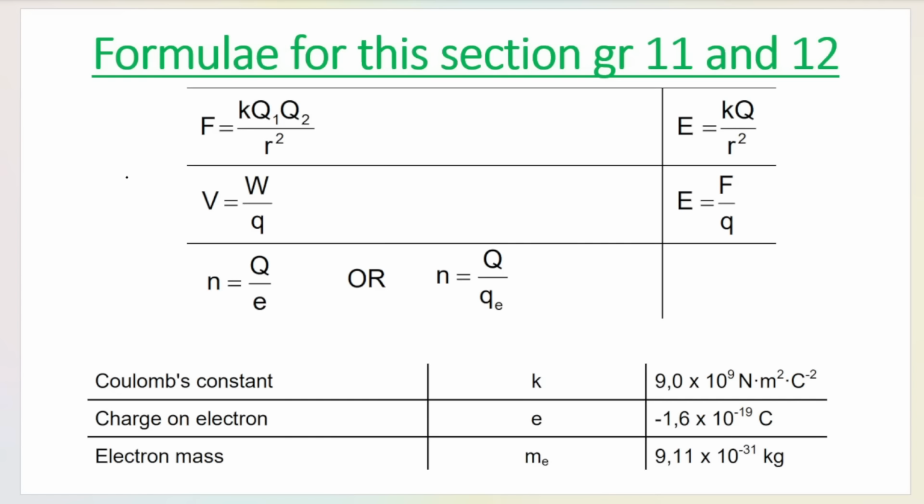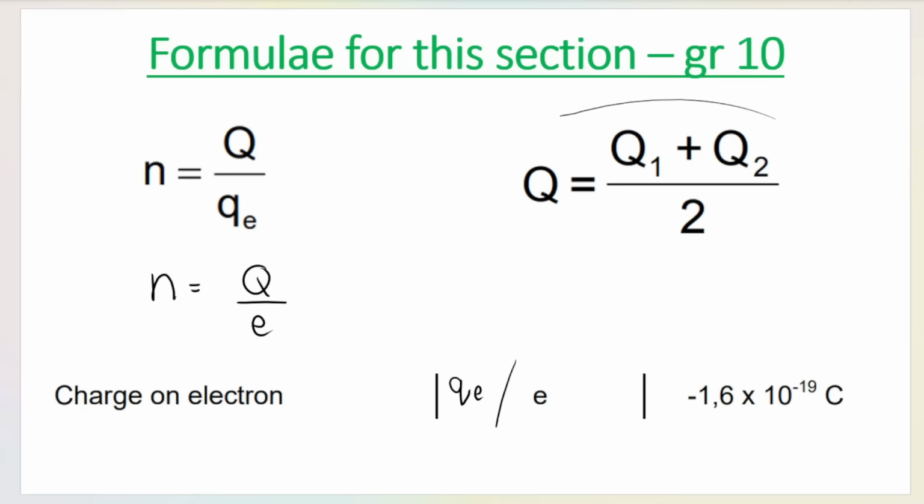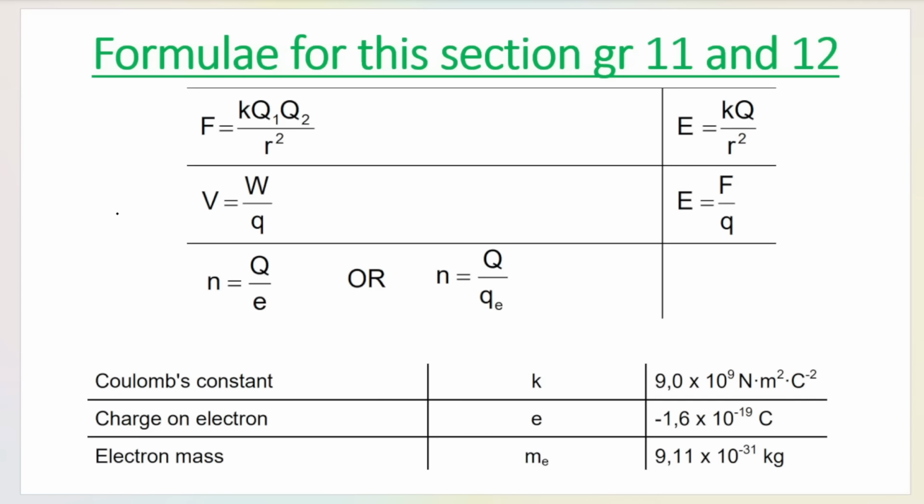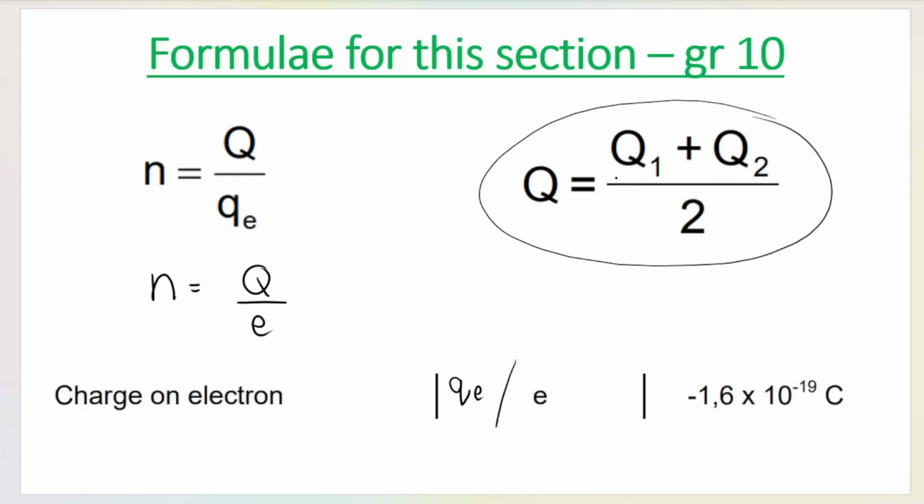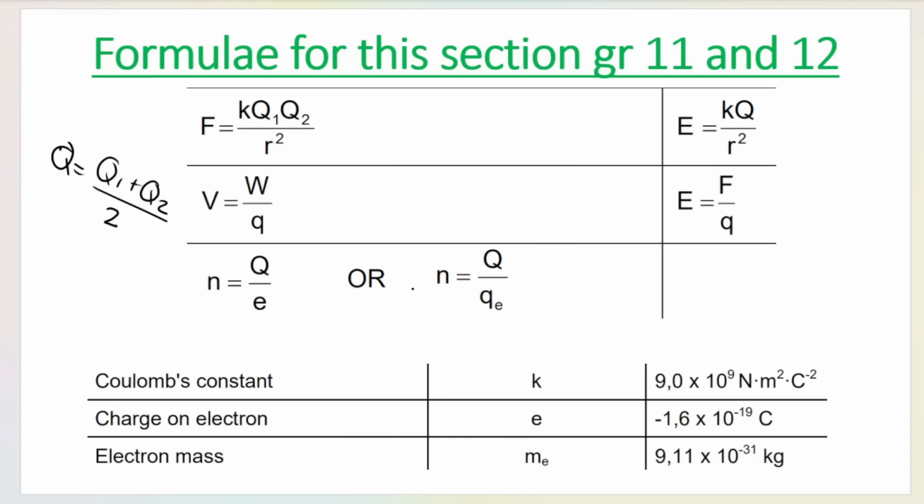In grade 11 and in grade 12, this is what your formula sheet looks like. And I hope you notice that in grade 11 and in grade 12, they don't put this formula on the formula sheet. However, you still need to be able to apply that formula if need be. So if the situation arises where two objects come into contact and electrons are transferred, you need to be able to apply this formula. So again, it's something that you learn in grade 10, but it carries through to grade 11 and grade 12.